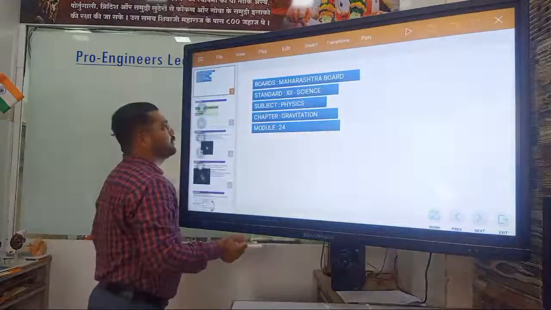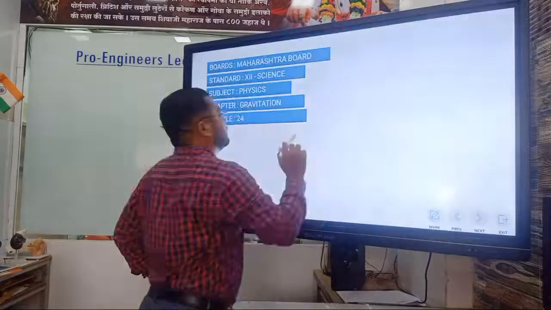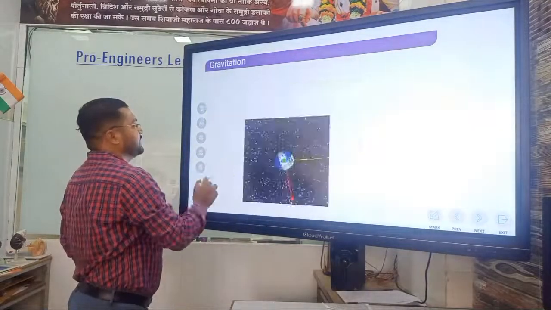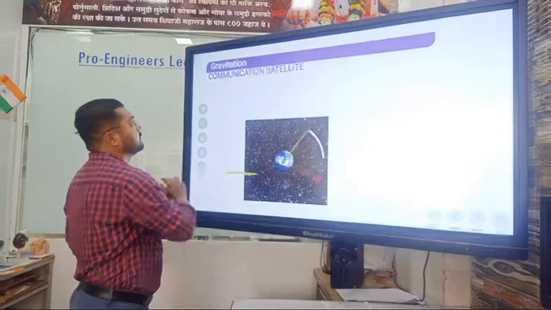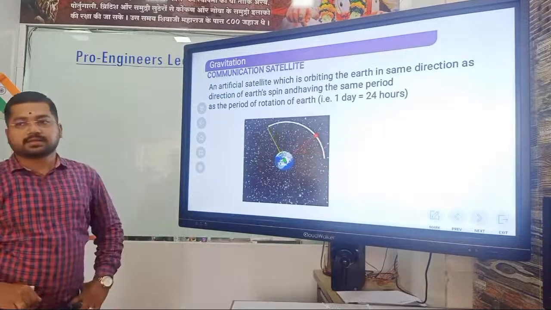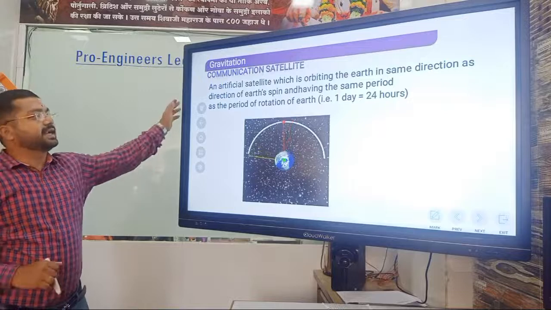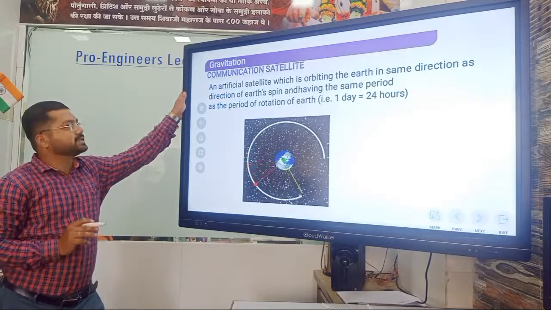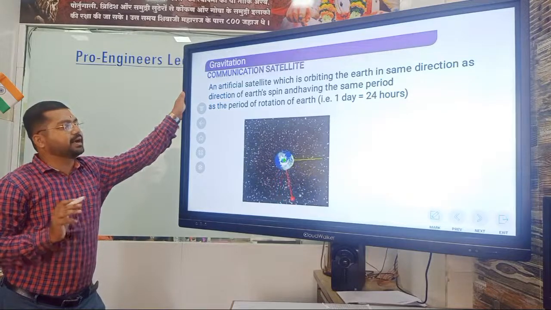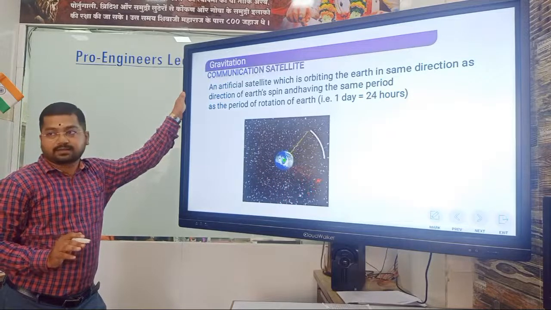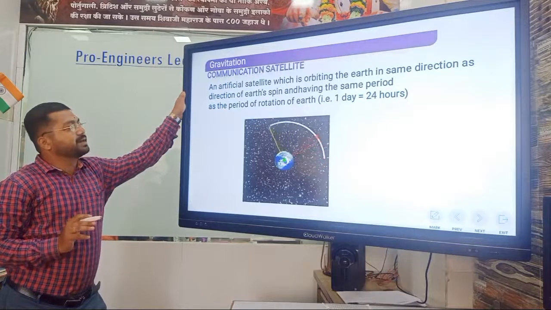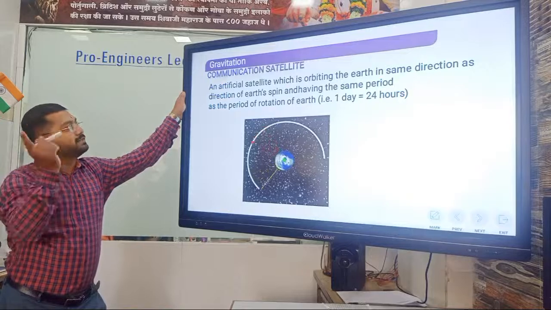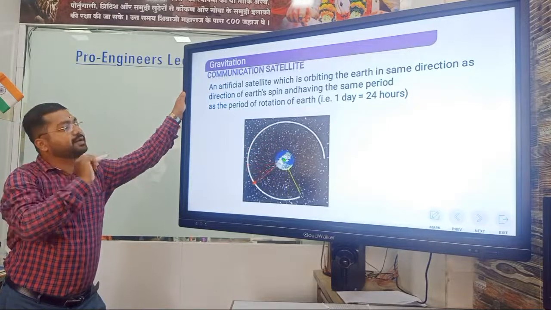Now we have to complete 24. Communication satellite. What is it? It is an artificial satellite which is orbiting the Earth in the same direction as the direction of Earth's spin and having the same period, right? As the period of rotation of Earth is 1 day, what will be the period of rotation of a communication satellite?